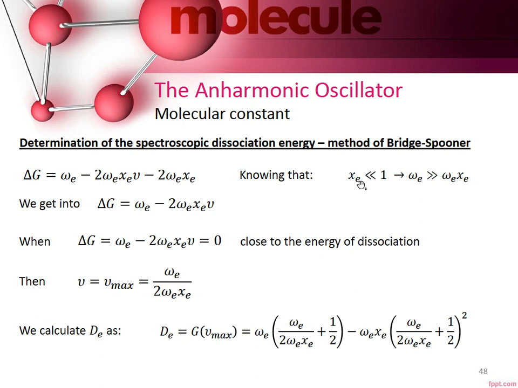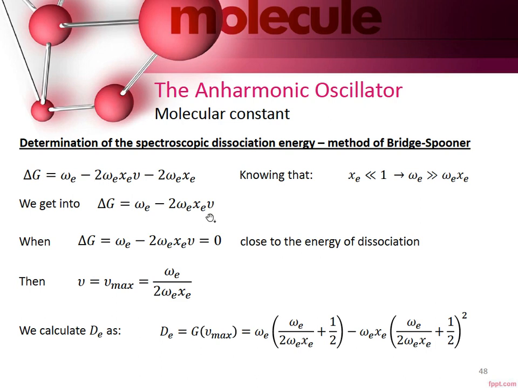We have to know that x_e is a very small constant because it's a small correction. And omega_e is much bigger than omega_e x_e because x_e is much smaller than 1. So we will first do a first approximation, as Birge and Sponer did, where we can basically get rid of 2 omega_e x_e because it's too small. Then delta G is omega_e minus 2 omega_e x_e times V.